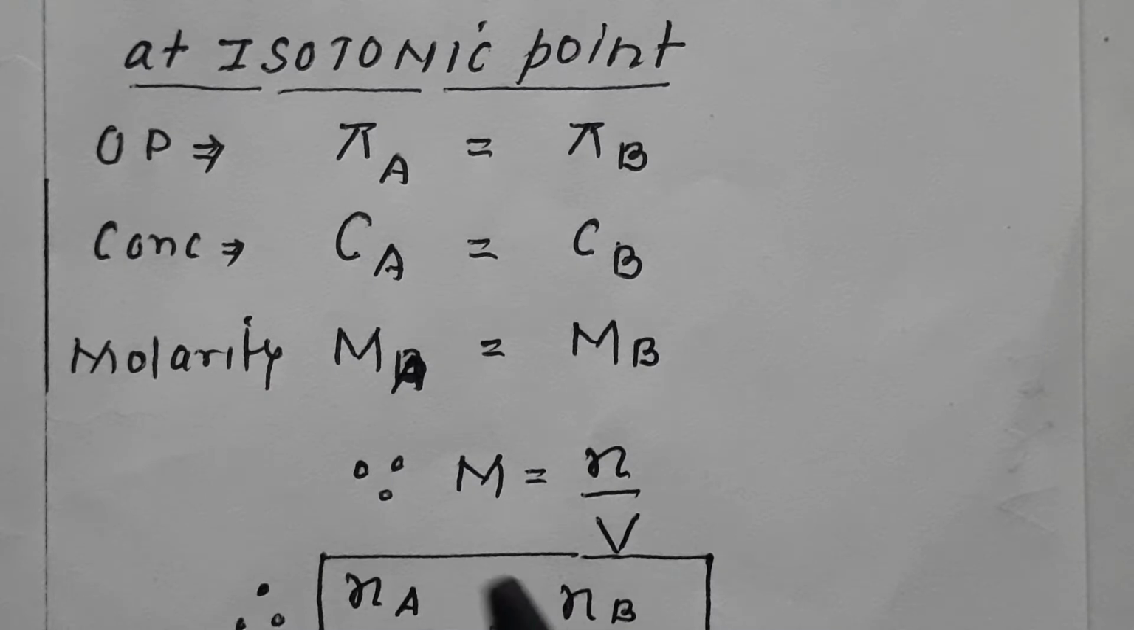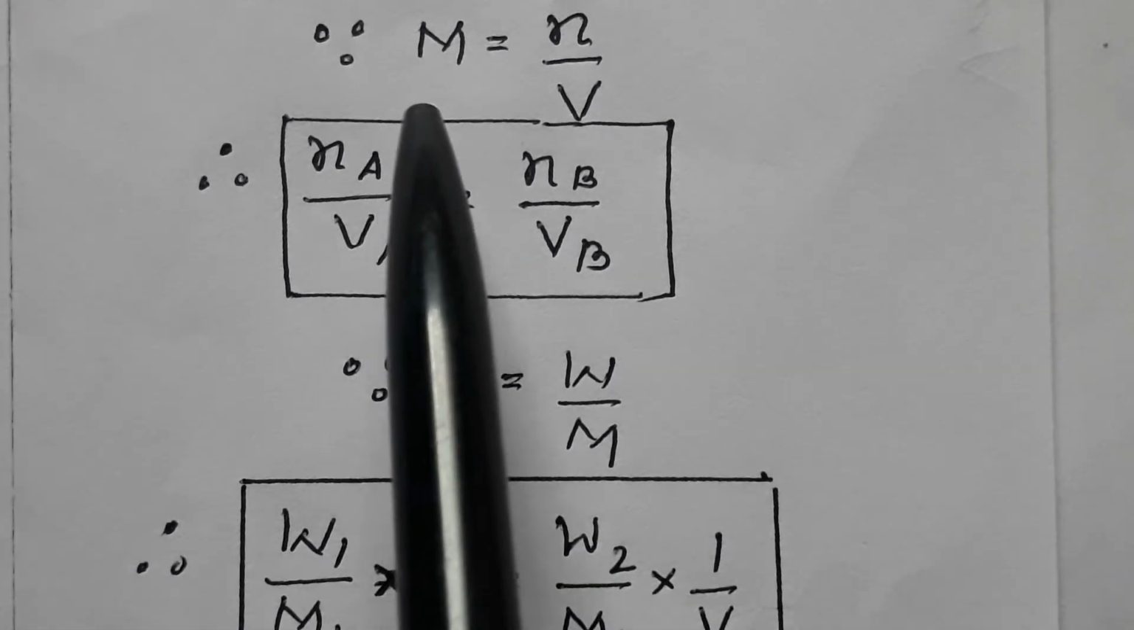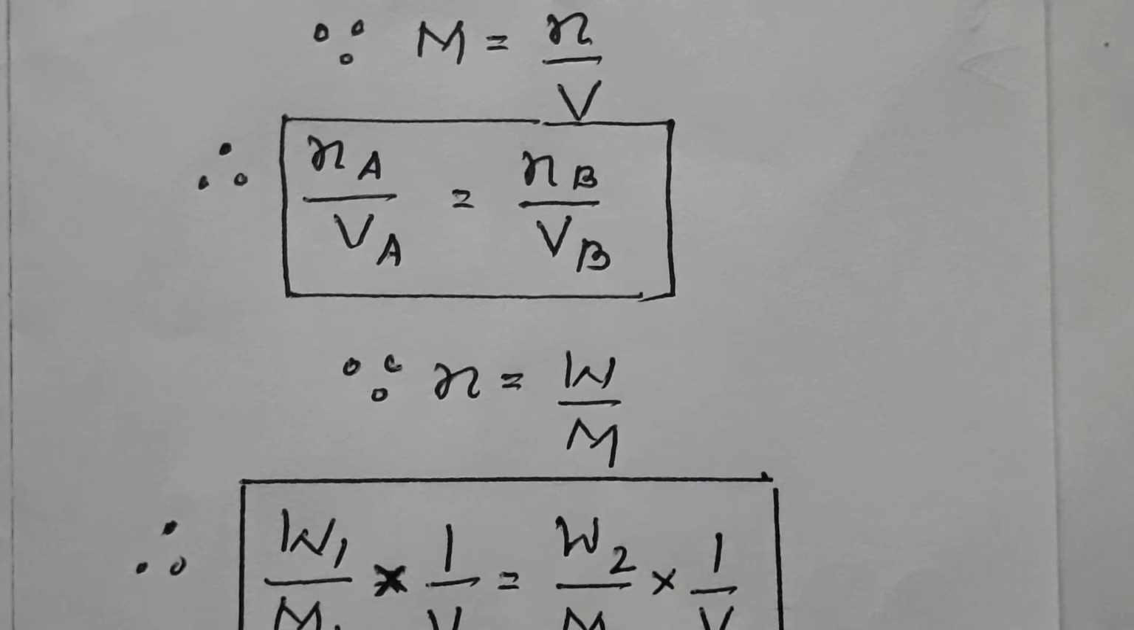Now how is molarity expressed? Molarity is expressed by writing moles by volume. Whenever we write moles by volume, it means molarity. Moles by volume is termed as the molarity. So M is equal to n by V.